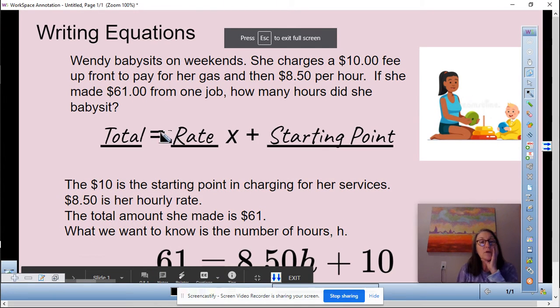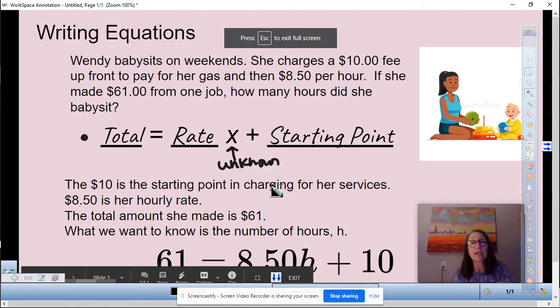Okay. I'm going to start looking at this little thing here. This is kind of your template to start from. When you have an equation, it's going to look something like this, where you have some total amount that is equal to the rate times the unknown. This x is the unknown, or what you're trying to find out, plus whatever you start with. So the total is equal to rate times x plus your starting point.